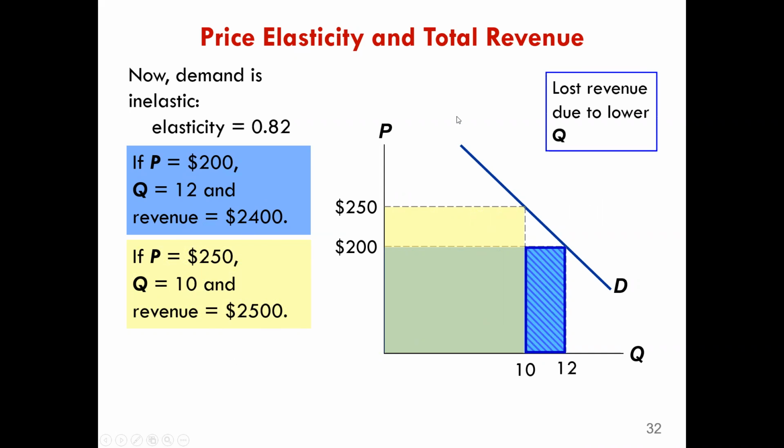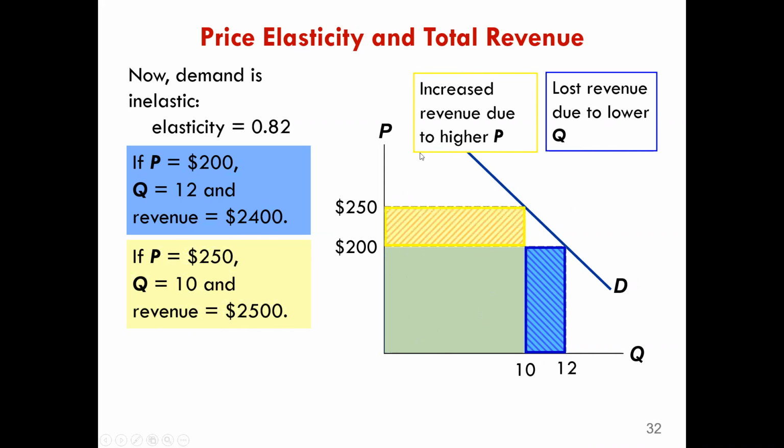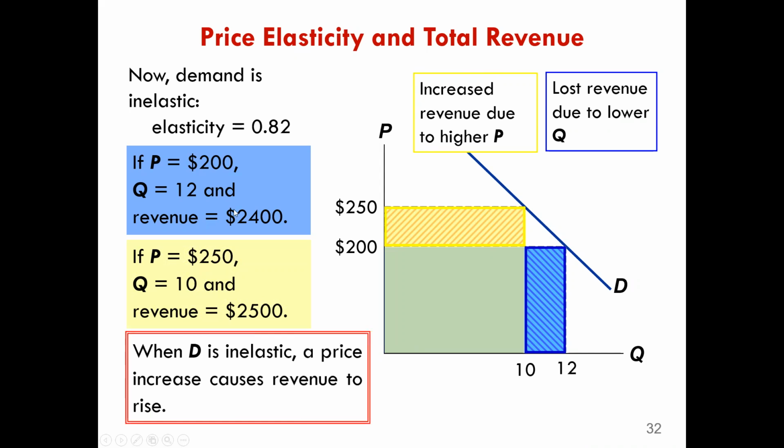So what is the effect? We see that there's a loss of revenue due to a lower quantity, and then there's an increase in revenue due to the higher price. The net effect is that when demand is inelastic, a price increase causes revenue to fall. Sorry, causes revenue to rise.